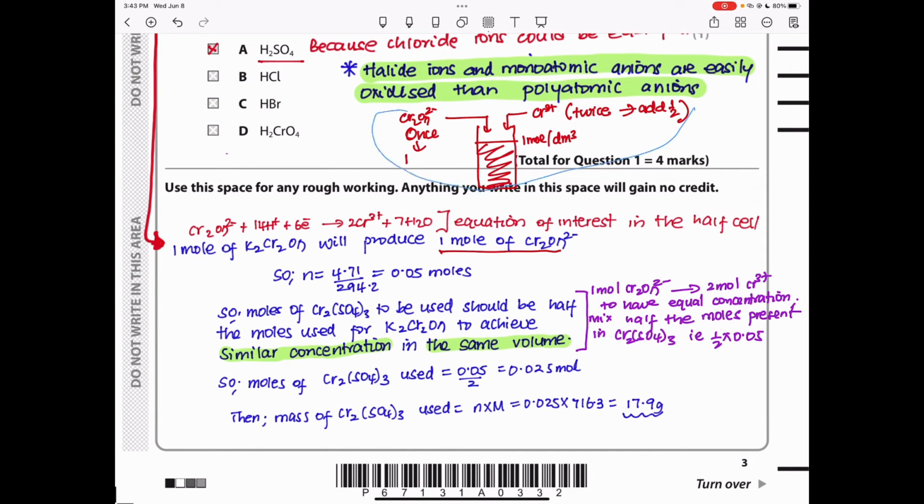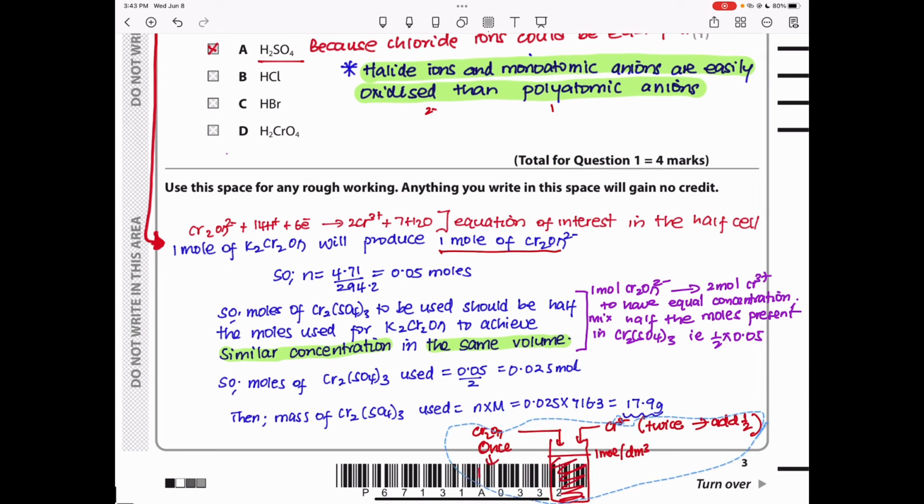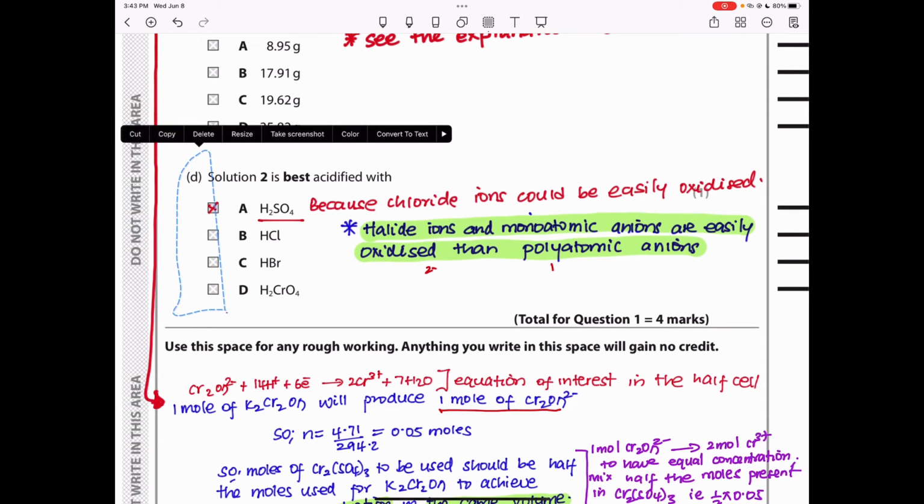Let me put that down here because it's not to do with that question. You can just put it down here as an extra explanation. So let me go back to this question here. They say solution 2 is best acidified with. Now solution 2, the dichromate chromium 3, is best acidified with sulfuric acid. This is because chloride ions will be easily oxidized, and that will actually affect the cell or affect the reaction going on. So it's better we use sulfuric acid.